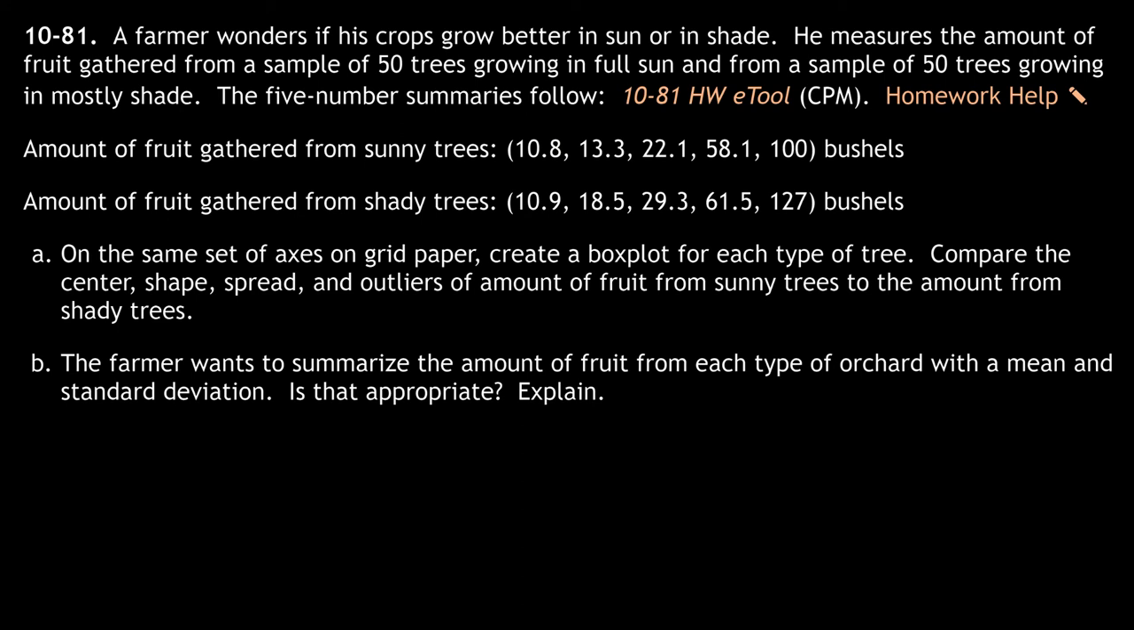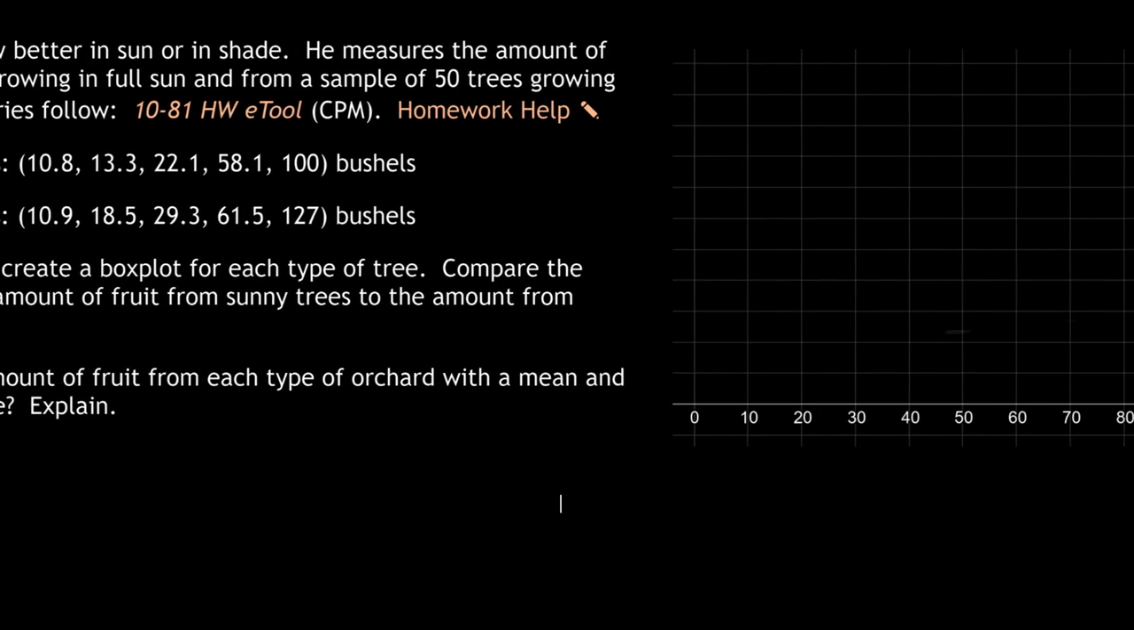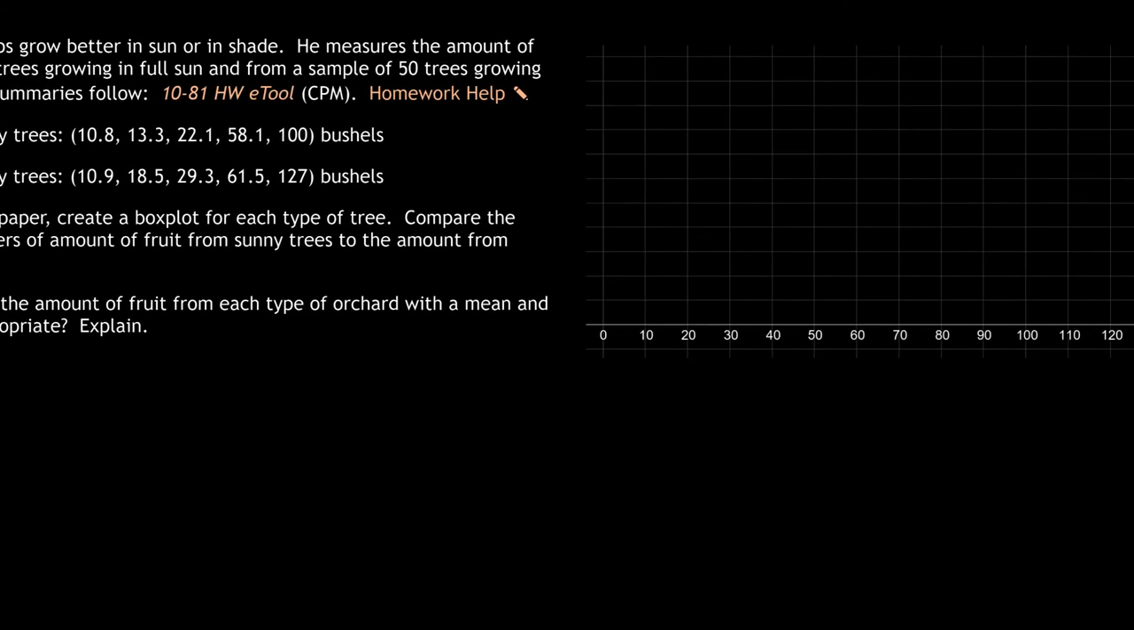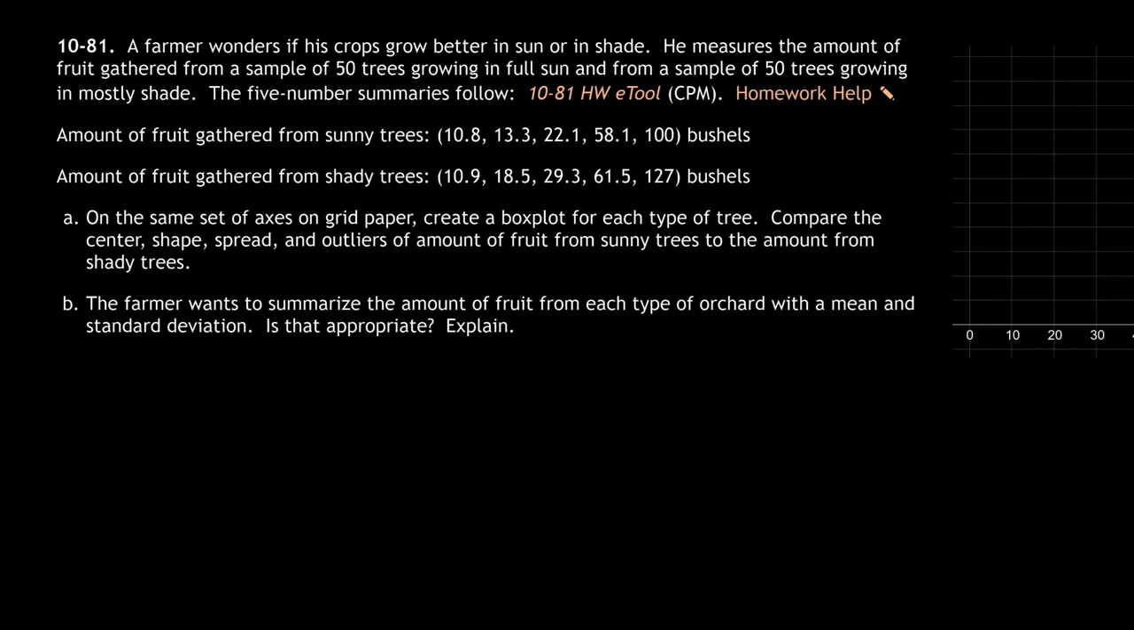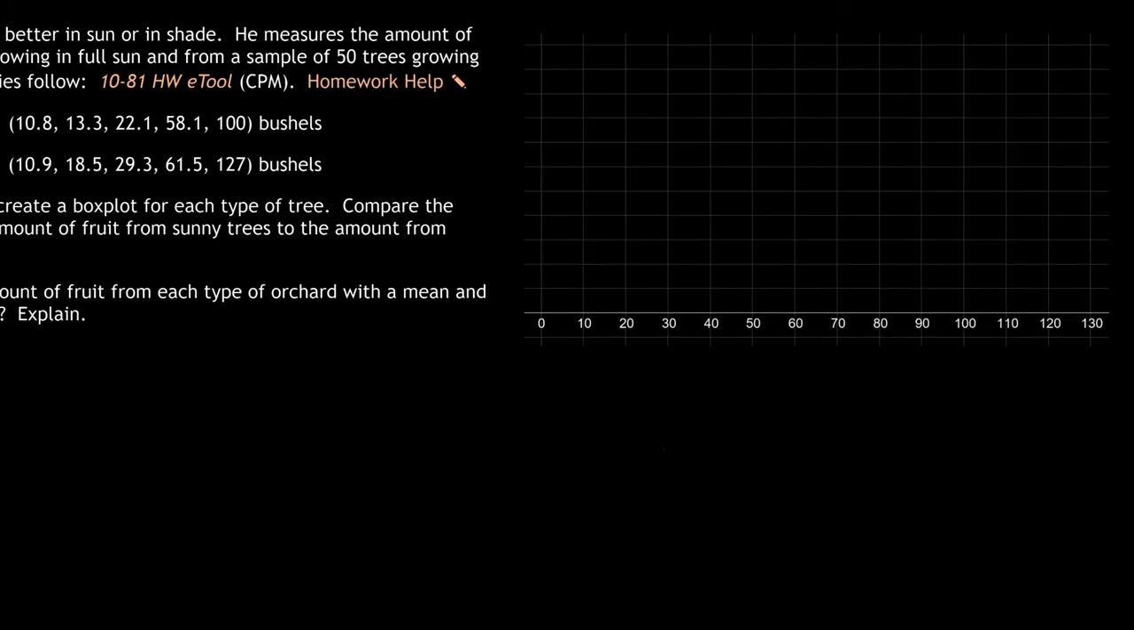It says my instructions are, on the same set of axes on grid paper, create a box plot for each type of tree. Compare the center, shape, spread, and outliers of amount of fruit from the sunny trees to the amount of fruit from the shady trees. So to help facilitate this, off to the right, I've set up a graph area, right? And we're going to do the two different. The top one is sunny. The bottom one is shady. So let's look at the sunny one first.